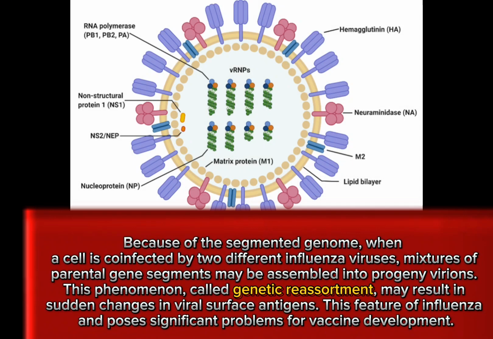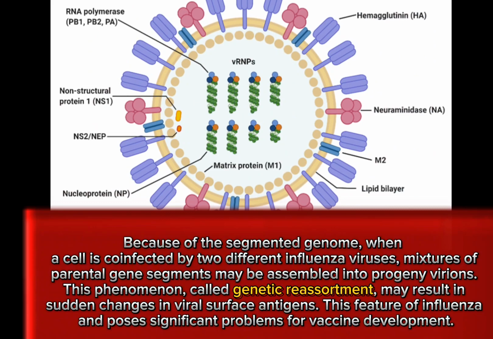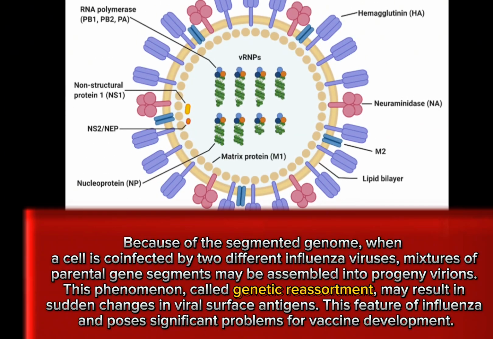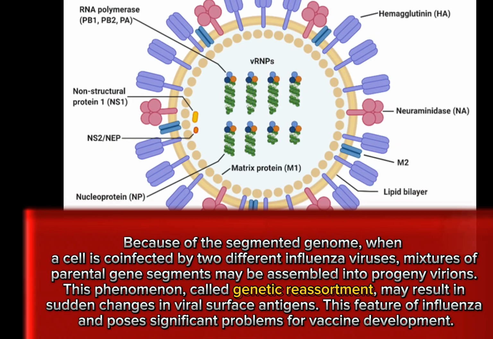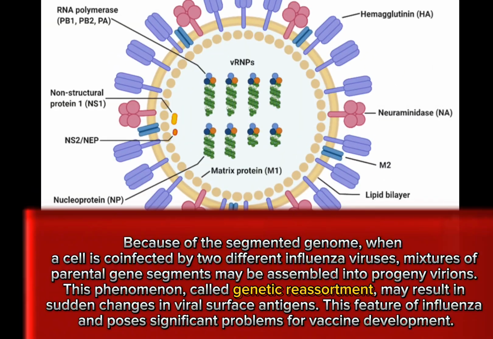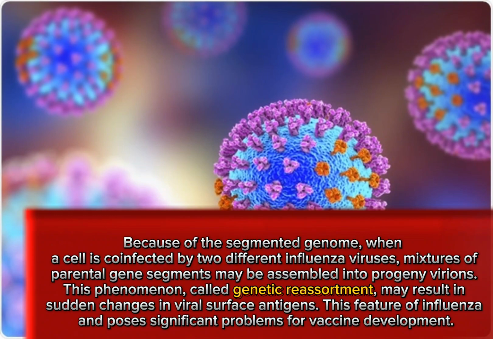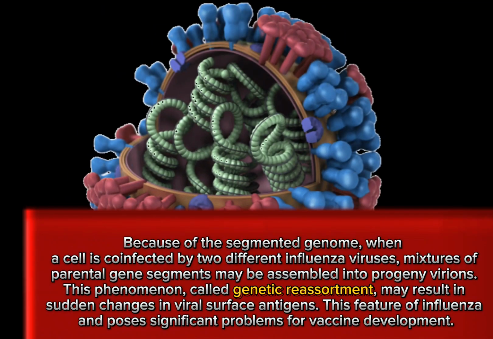Because of the segmented genome, when a cell is co-infected by 2 different influenza viruses, mixtures of parental gene segments may be assembled into progeny virions. This phenomenon, called genetic reassortment, may result in sudden changes in viral surface antigens. This feature of influenza A poses significant problems for vaccine development.